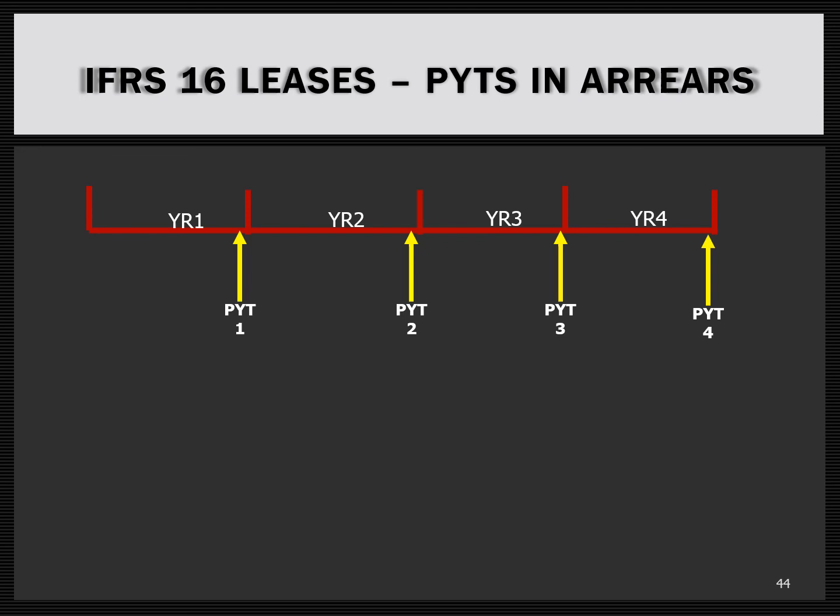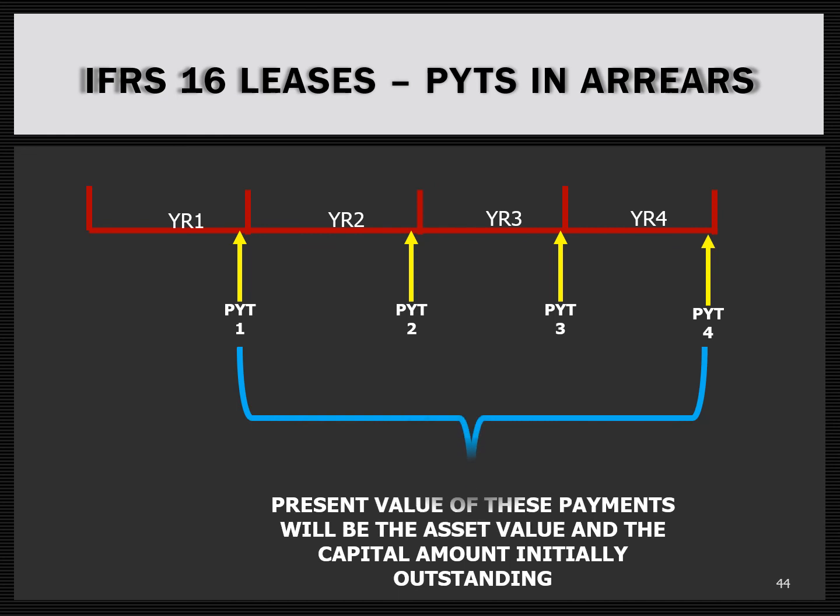In this example, we've got a lease over 4 years, and each payment is going to be at the end of the financial year. In this case, where payments are in arrears, all 4 of those payments will be discounted to a present value, and that will be the value of the asset that you'll debit to property, plant and equipment.